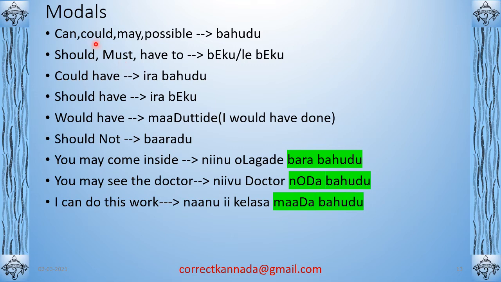Okay, done. Then we have modals. Modals are words like can, could, may, possible. All this is ಬಹುದು. Should, must, have to is ಬೇಕು, ಲೇಬೇಕು. ನಾನು ಈ ಕೆಲಸ ಮಾಡಲೇಬೇಕು means I have to do it no matter what. Could have is ಇರಬಹುದು, right? So I could have done a better work. ನಾನು ಆ ಕೆಲಸ ಇನ್ನೂ ಚೆನ್ನಾಗಿ ಮಾಡಿರಬಹುದು. I could have done that work even better.